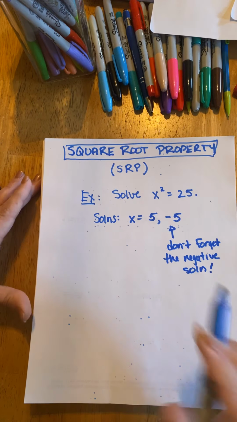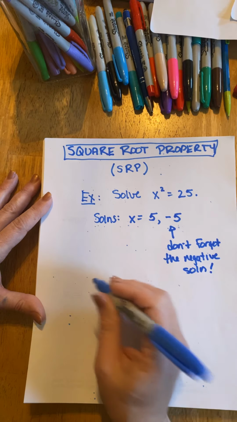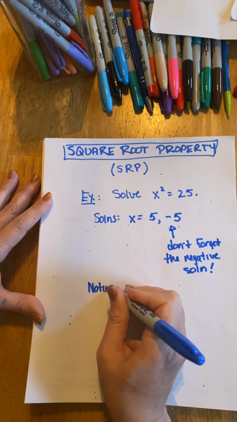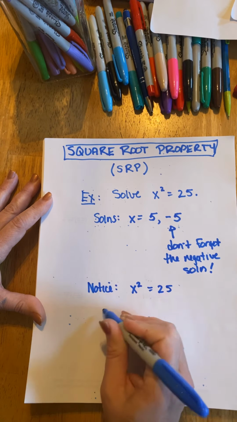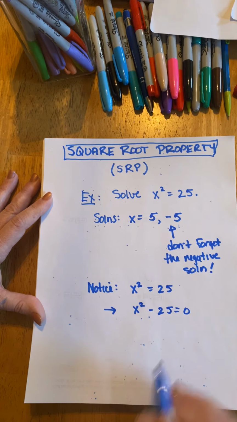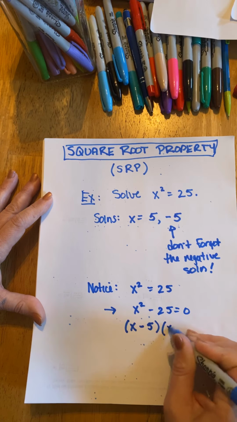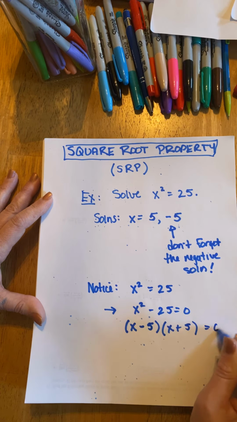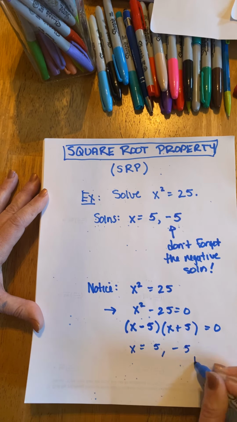All right, so we actually solved this by observation, but we could solve it by factoring. This is the same thing as saying x squared minus 25 equals 0. We notice this is the difference of squares, x minus 5, x plus 5, and then using the zero product principle, we get x equals 5 and -5.